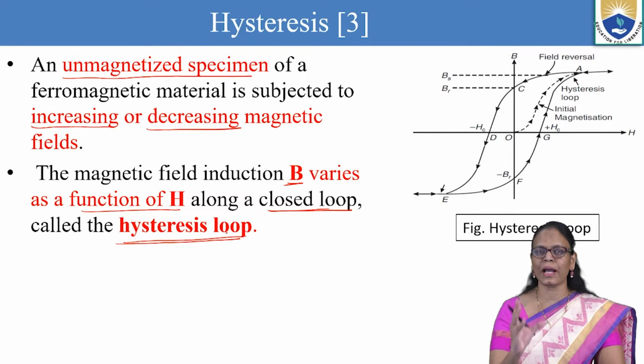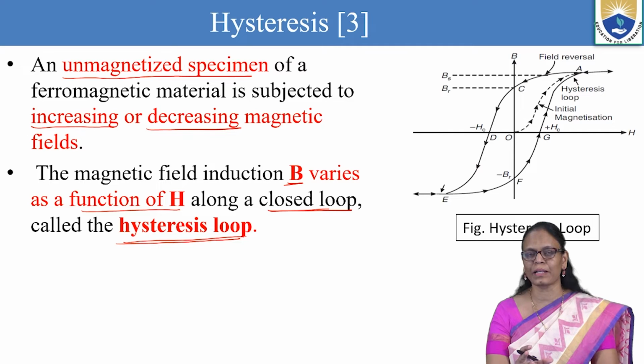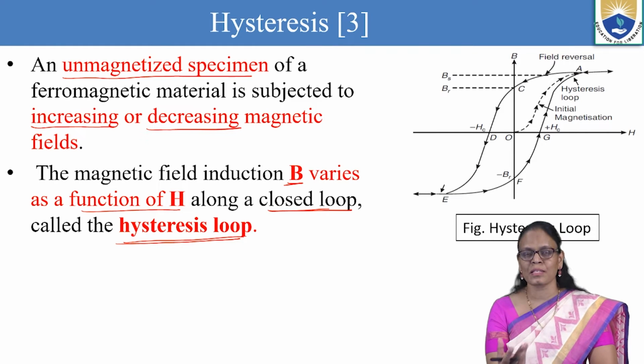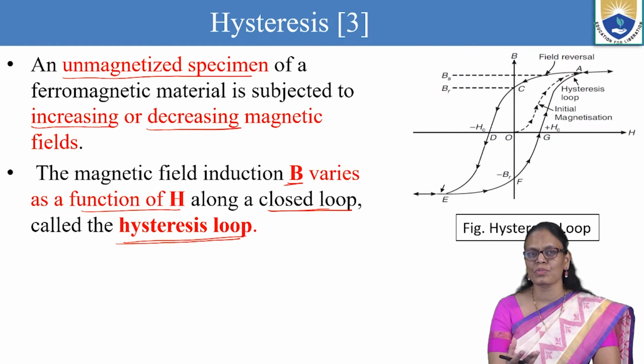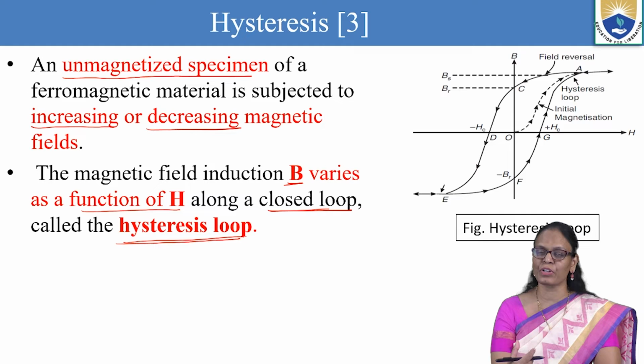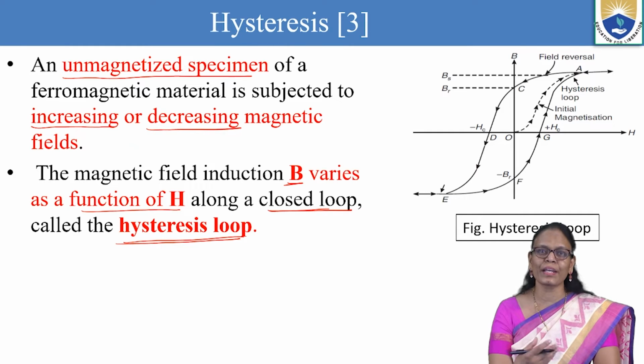So take an unmagnetized ferromagnetic material and subject it to a magnetic field. As the magnetic field increases, see how the magnetic induction increases, and when the magnetic field is withdrawn, see how it decreases. When we trace it, we get a loop, and that loop we call the hysteresis loop.